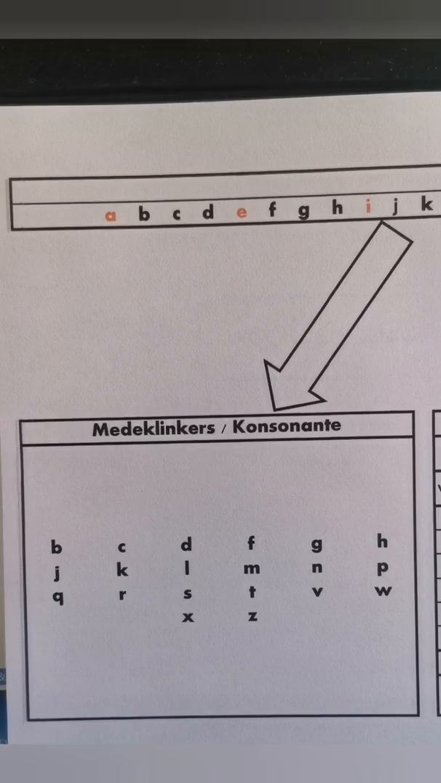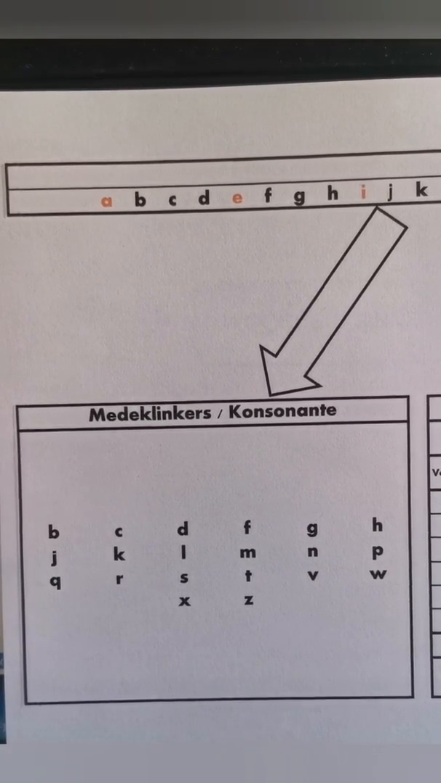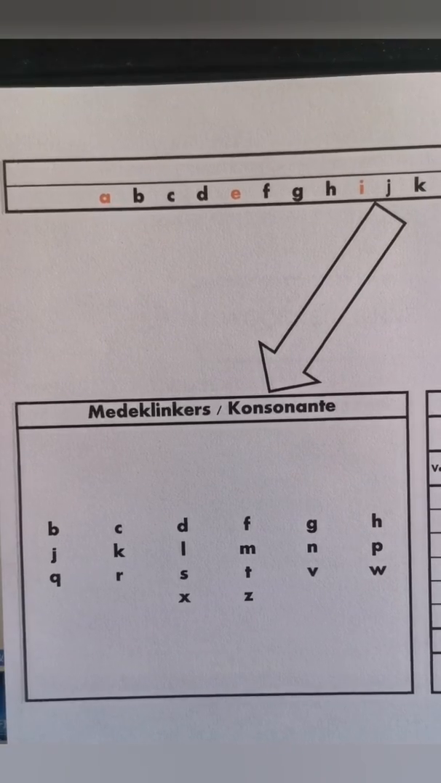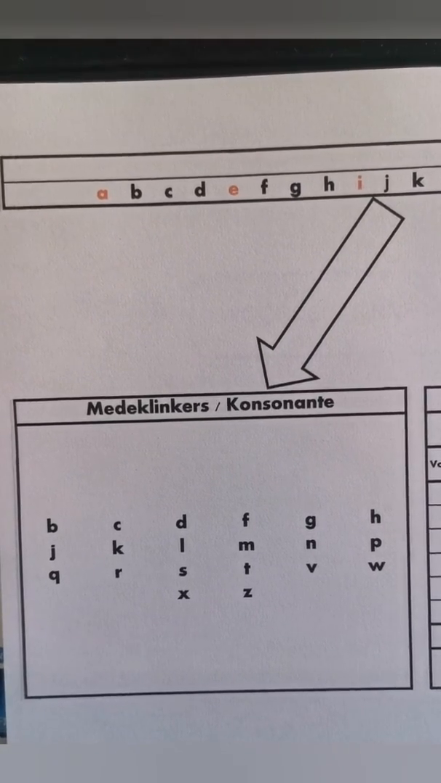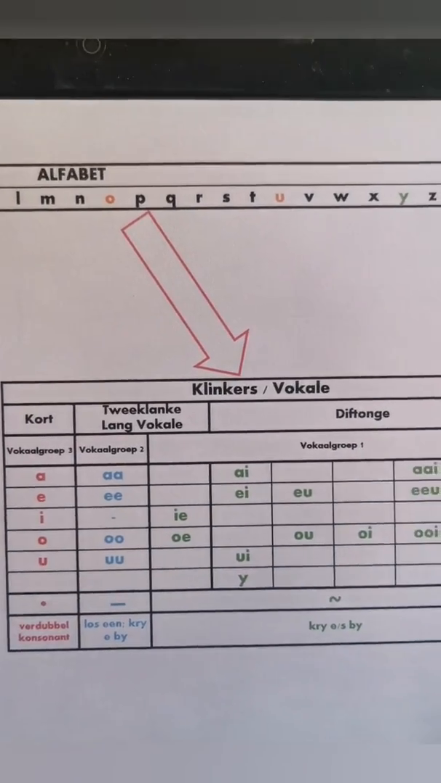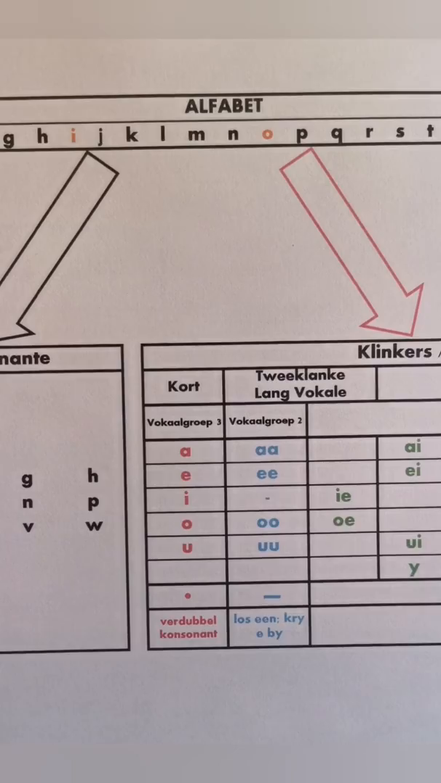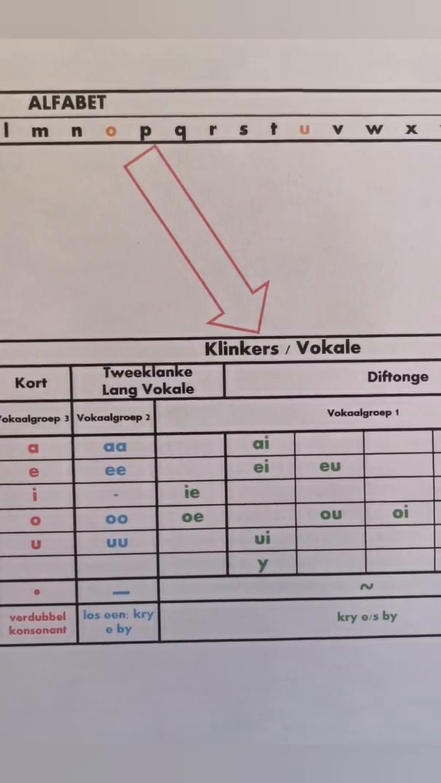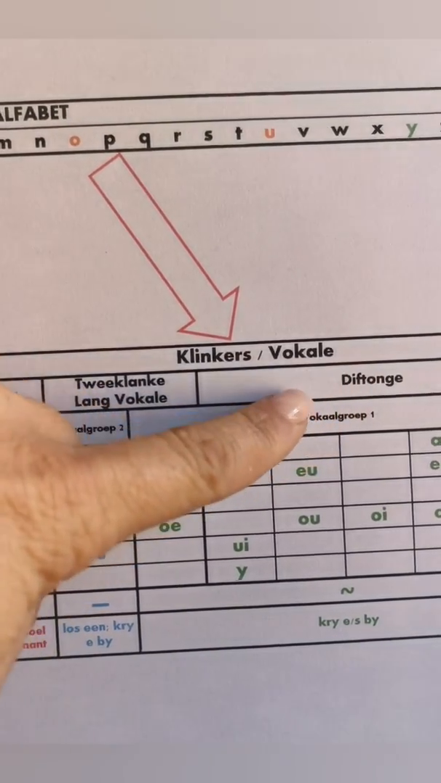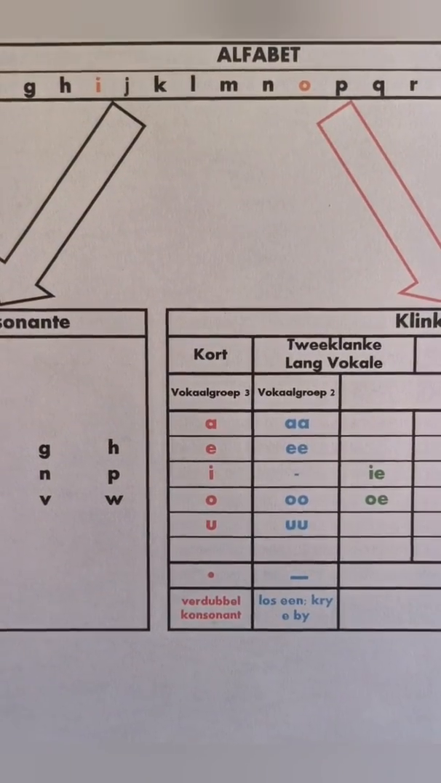As in English, we have the consonant sounds. In Afrikaans, they are called medeklinkers or konsonante. Then we also have the vowel sounds. They are exactly the same as in English. In Afrikaans, they are called klinkers of vowels. Okay, so let's start with the short vowels.